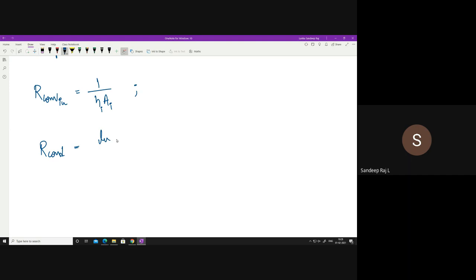1 by 2 pi KL into Ln, higher radius by lower radius, R outer by R inner by 2 pi KL. I'm writing it generally like 1 by 2 pi KL into Ln R by R. This is also the same thing. Okay, R conduction is over, then R convection out will be 1 by H again. It is due to convection again. So this is H outside and area outside. Okay, so that is the thing.